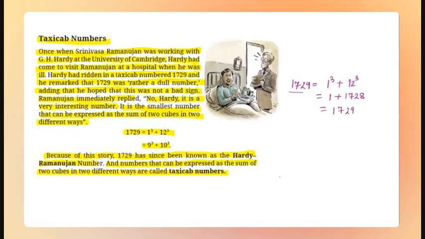So 1729 को आपने कैसे represent कर दिया? Sum of the two cubic numbers. Similarly, it can also be represented as the sum of the cubes of 9 and 10. So 9 cube is 729 and 10 cube is 1000. Again, the sum comes as 1729. And since then, this number 1729 was named as Hardy-Ramanujan number, and all such numbers which can be expressed as the sum of two cubic numbers in two different ways were called taxicab numbers.